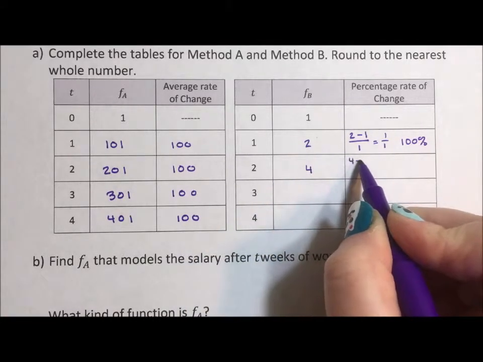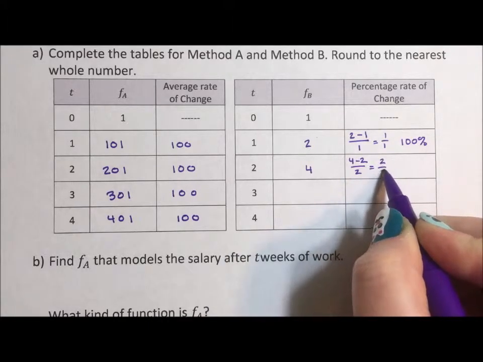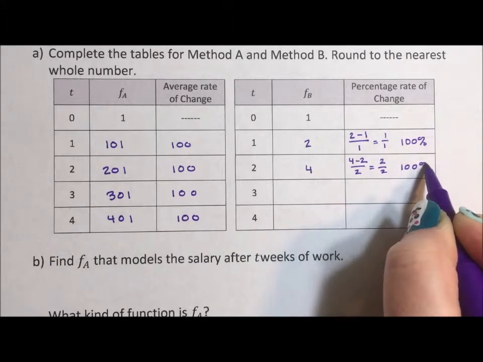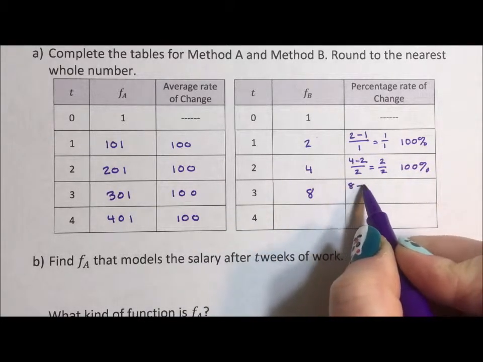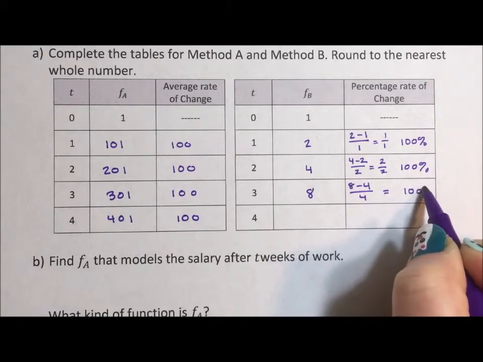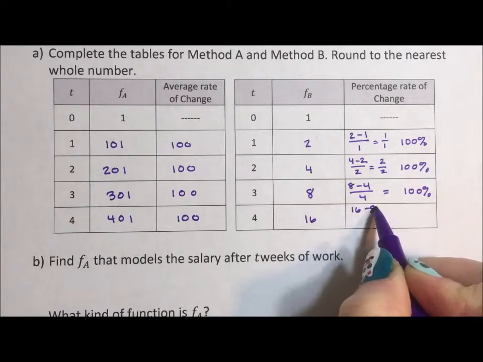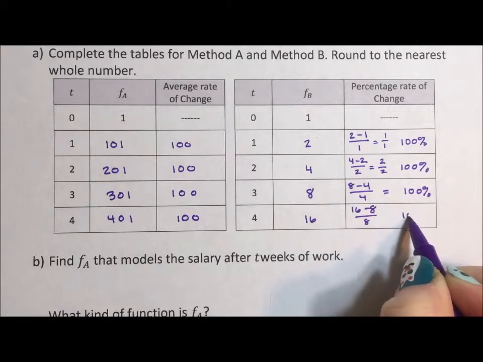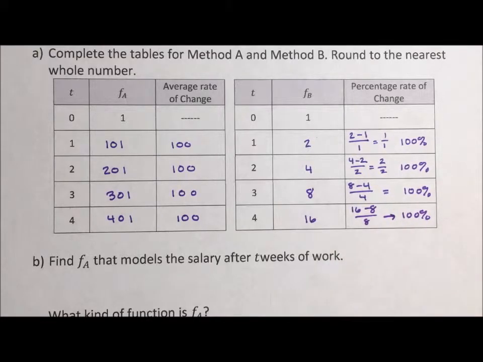Where you are minus where you came from, divided by where you came from. 2 over 2 is 1. That's a 100% increase. We double this. Where you are, where you came from, divided by where you came from. This is going to be a 100% increase. 16 minus 8 divided by 8 is also 100% increase. Okay, so by week 4, it looks like Sean may be on to something.